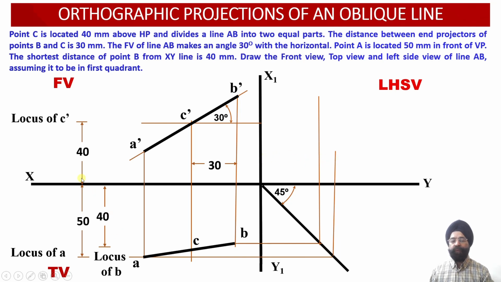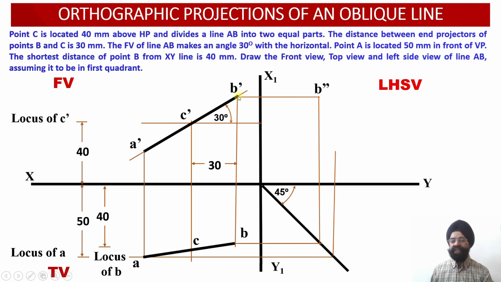So this distance of point A, 50 millimeter in front of VP, has been transferred from the top view projection into the side view projection over here. So we know that at whatever height the A dash and B dash points have been located in the front view, corresponding to the same heights we are going to obtain the side view projections corresponding to the points A dash and B dash over here.